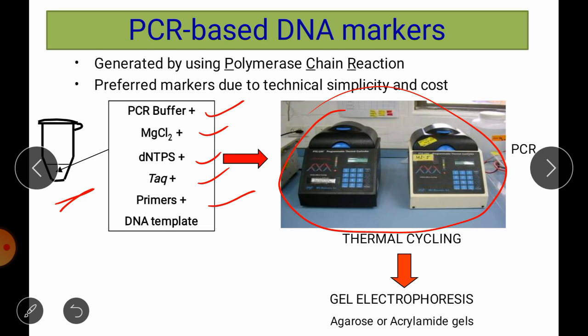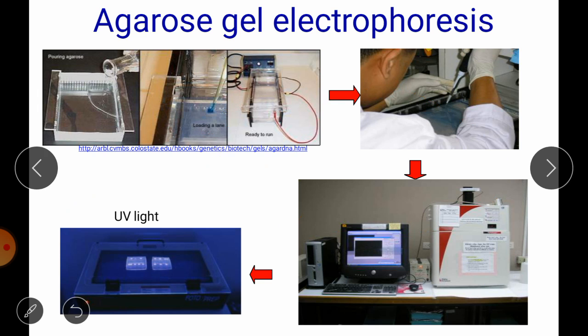and you will get a digestion of your DNA as well as replication. Then after that you have to run them on gel electrophoresis. So we can use agarose gel or acrylamide gels for running this type of DNA. You can see such equipment here, horizontal or vertical. This is called a cassette, and in that you have to pour your gel.